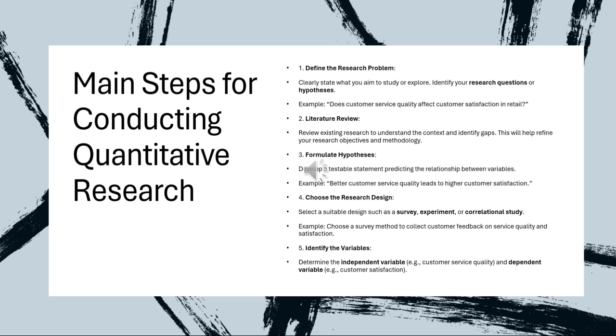Step 4. Choose the research design. Select a suitable design such as a survey, experiment, or correlational study. Example: choose a survey method to collect customer feedback on service quality and satisfaction. Step 5. Identify the variables. Determine the independent variable, example customer service quality, and dependent variable, example customer satisfaction.